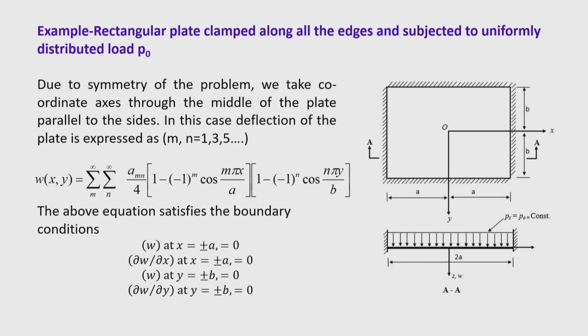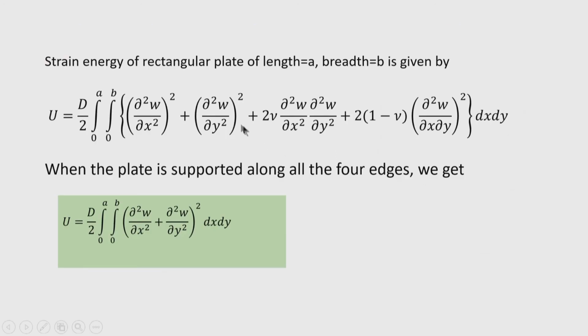Now, you can see here for a rectangular plate, the strain energy expression is given as U equal to D by 2, integration 0 to a, integration 0 to b, then bracket, del square w by del x square whole square plus del square w by del y square whole square plus 2 mu del square w by del x square into del square w by del y square plus 2 into 1 minus mu, del square w by del x del y whole square, dx dy.